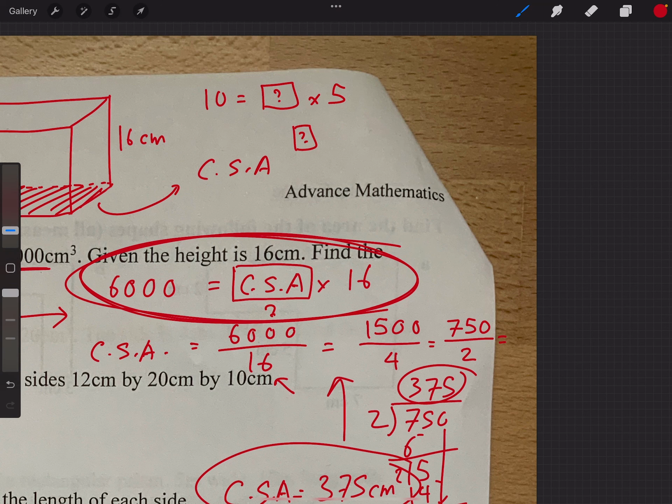Question 3. The volume of a cube is 216. Now to find the volume of a cube, here's a cube. The cube is the same as a rectangular prism. You multiply the length and the width and the height. The only difference is that the length, width and height are all the same number. So 3 numbers that are the same multiply to give me 216. It says find the length of each side.